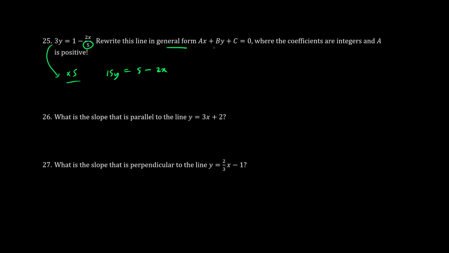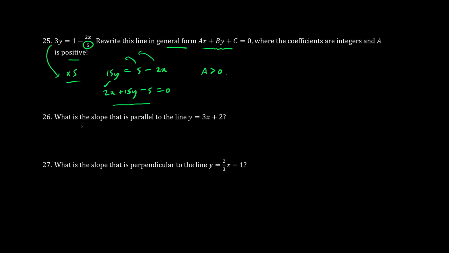Now general form has everything on one side of the equal sign. So why don't we throw everything to the left? Because we want the coefficient of x not to be -2, but positive 2. So we have 2x plus 15y, and the positive 5 becomes a negative 5 equals 0. And now we have the general form. And the a value, too, is positive. A is greater than 0.